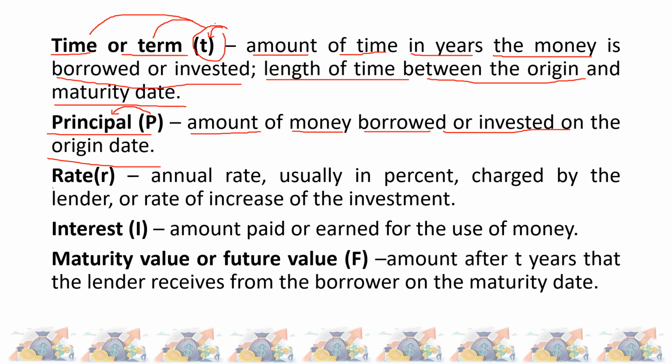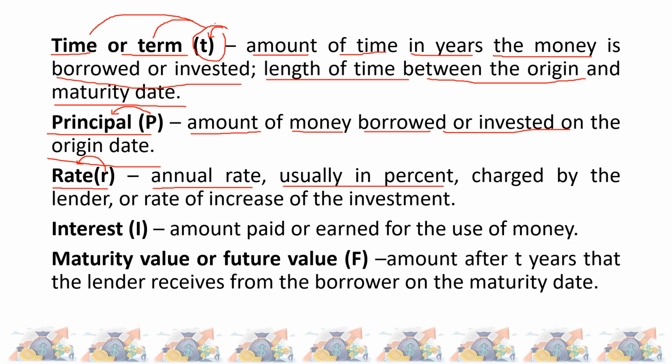Next term is your rate, and we simply use small r to represent your rate. So it is the rate of interest. By definition, it is an annual rate, usually in percent. So if there's a given value which is in decimal, we need to convert this to percent for us to look for the value of the rate, because it should be in terms of percent.